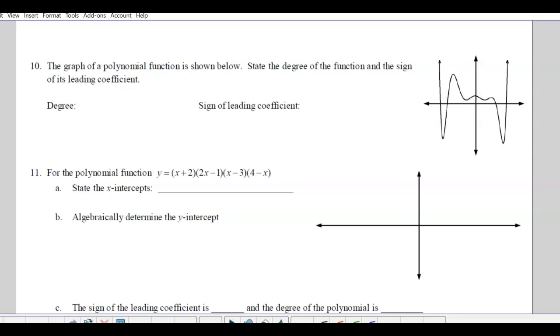All right, so next one, the graph of a polynomial function is shown. State the degree of the function and the sign of its leading coefficient. Okay. So first of all, it's up and to the right, so I know it's positive. Okay. Degree, well, it's got 4 x-intercepts, but it's got some zigzags there, right?